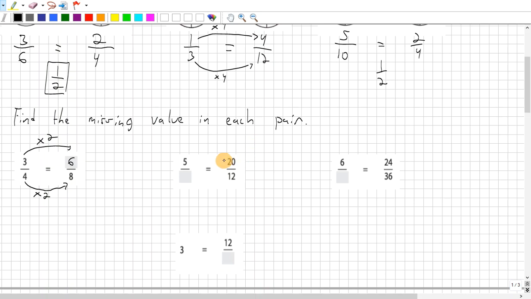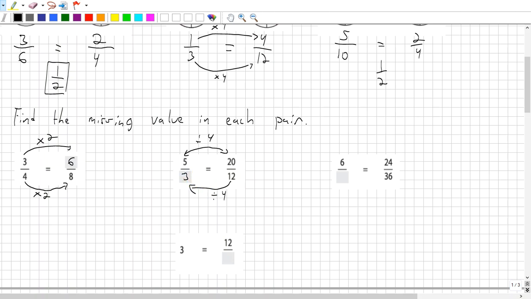The second example here, the 5 to the 20, you can look at it either way. Either I could say, what did I multiply the 5 by? Or what did I divide the 20 by to get to 5? So I can divide the 20 by 4, and I can also take the 12 and divide it by 4 to get 3.